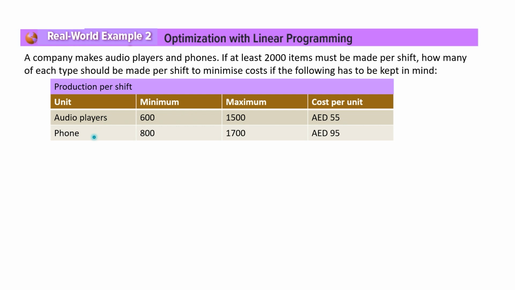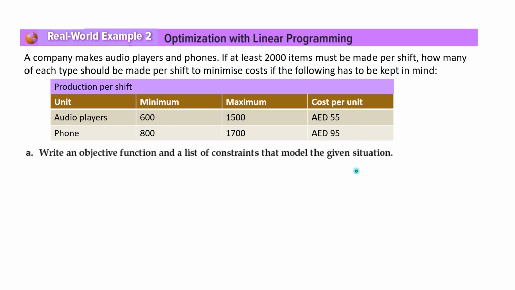And similarly for phones, you can produce 800 phones per shift minimum and 1700 maximum, and the cost per unit is 95 dirhams. So the first thing that we have to do here is to write an objective function and a list of constraints that model the given situation. For writing an objective function, we first need to define our variables.